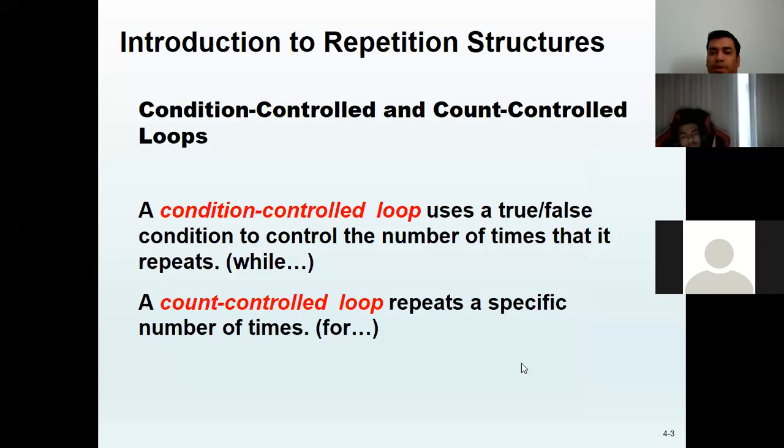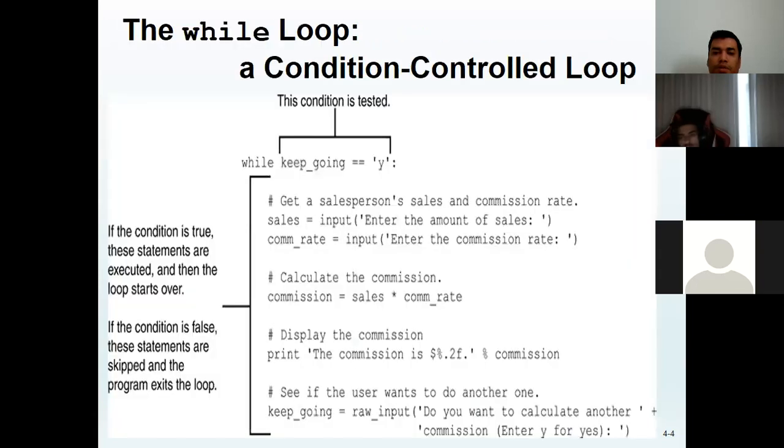We can do a while loop or a for loop. The while loop is a condition control loop which uses a true or false condition to control the number of times that it repeats. And a count control loop repeats a specific number of times. So if I go to your shop, and you do not allow me to buy more than 10 items, you should use the for loop. And if you want to allow me to buy thousands of items, you can use the while loop. If you want a fixed number, use the for loop, and otherwise you can use the while loop. Any questions so far? Okay, let's go to the next one.